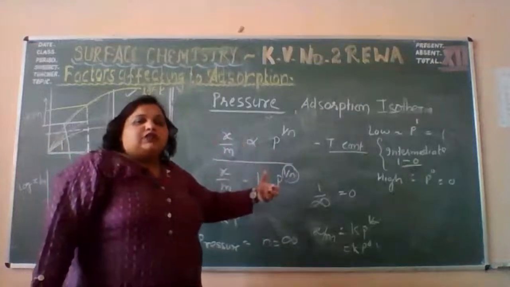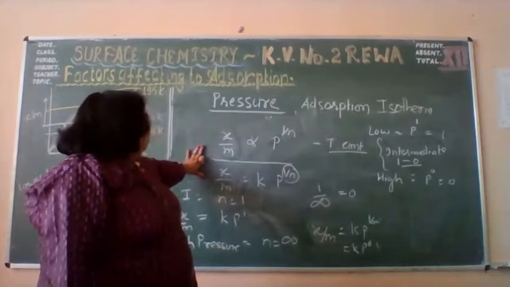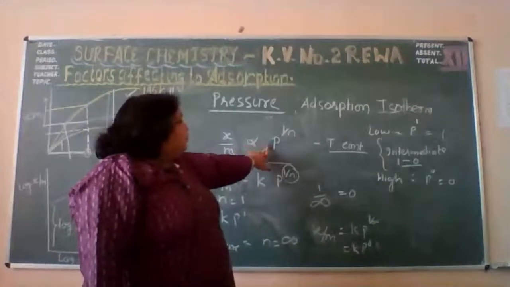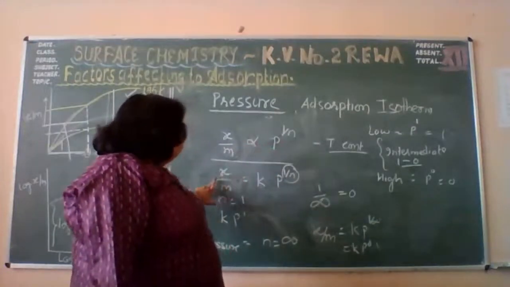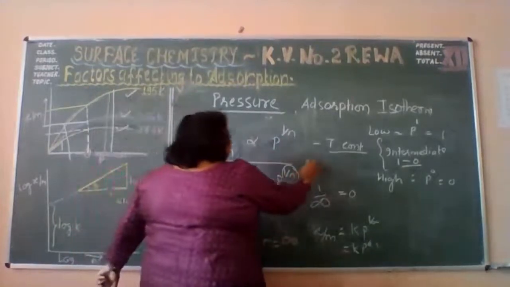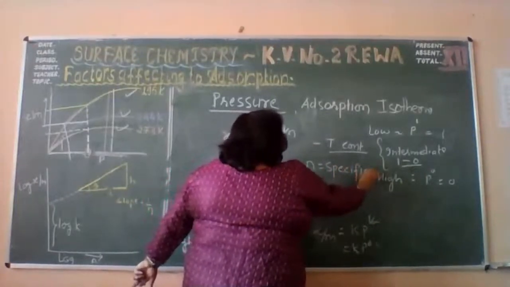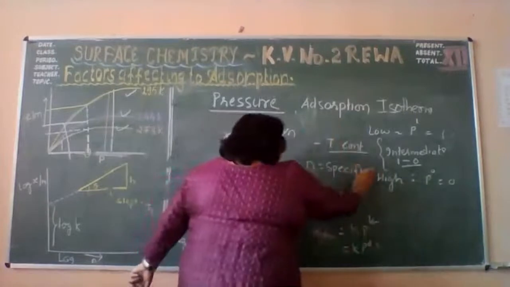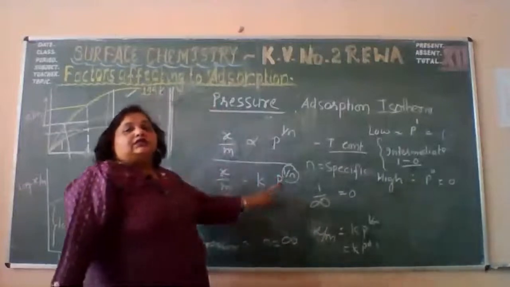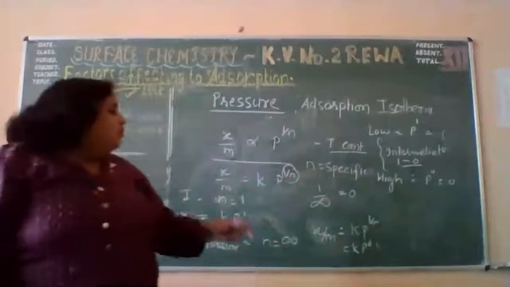The Freundlich adsorption isotherm is the relationship between the adsorption extent and the pressure, and x upon m is proportional to p to the power 1 by n. x upon m is equal to k p to the power 1 by n, and this n is specific for any adsorption process, right? It will depend only upon the nature of the adsorbent and the adsorbate.